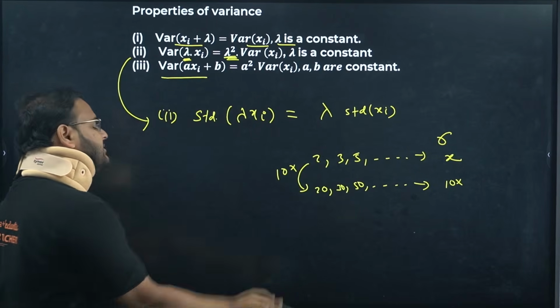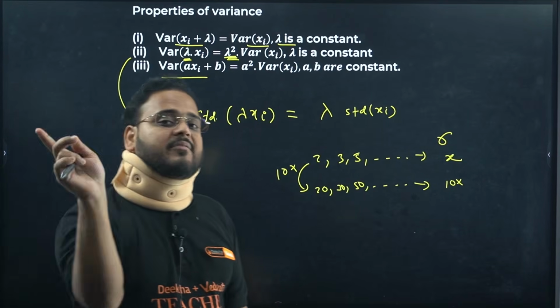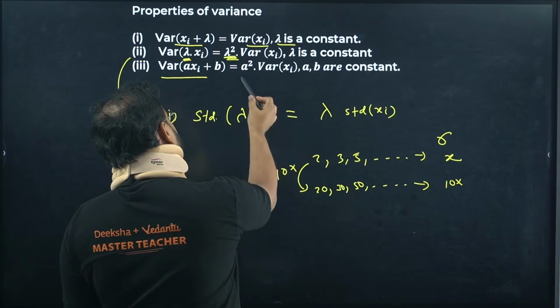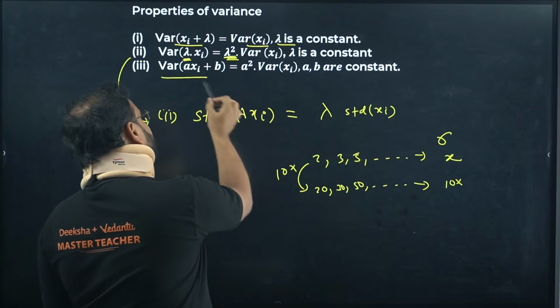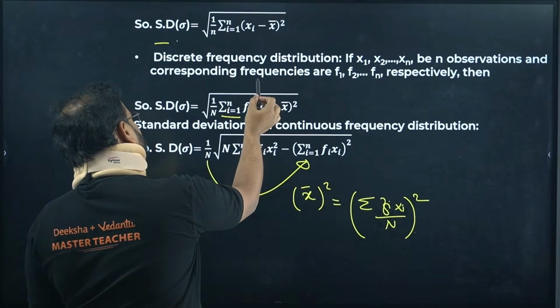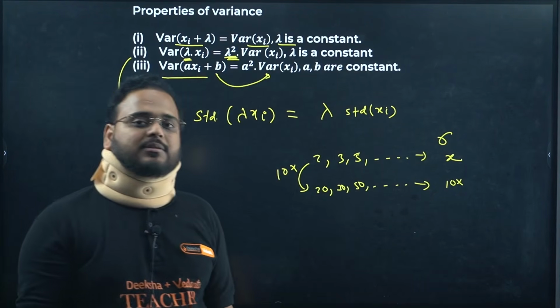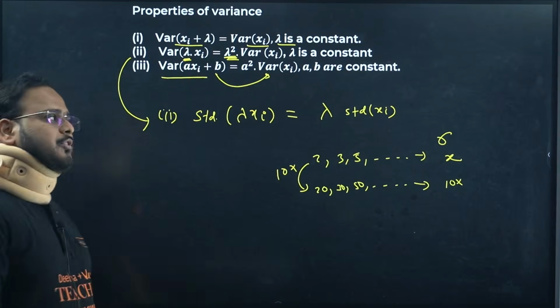For variance, if you are adding ax plus b, b will have no effect, and a will come in as a square. So a becomes a square times the variance. B has no effect. Please check. B has no effect, but a has an effect as a square. The same goes for the standard deviation also.